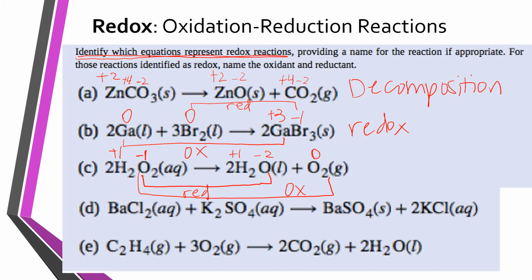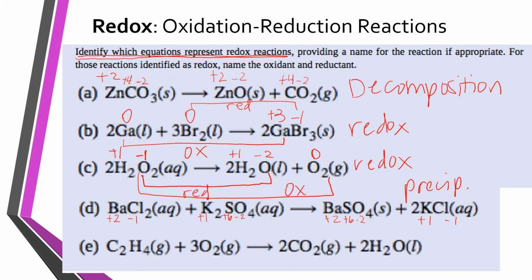If we look at part D, barium is going to be +2, chlorine -1, +1. Sulfate has to add up to -2, so oxygen's -2 times 4 is -8. So to leave -2 left over, we're going to have +6. Over here, +2, same deal, +6, -2, +1, -1. All of these are ionic. All of them are keeping their charges. So this is not a redox reaction. Sorry, the previous one was. This is a precipitate reaction.